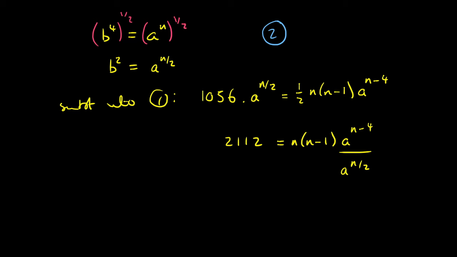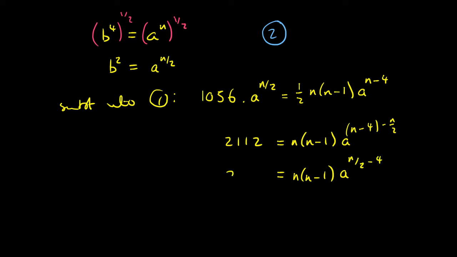And again, when we've got this thing here on the right-hand side, if we've got a to the power of x divided by a to the power of y, then we subtract the powers, we get a to the power of x minus y. So what I can do is replace this thing with a to the power of n minus 4 minus n upon 2.